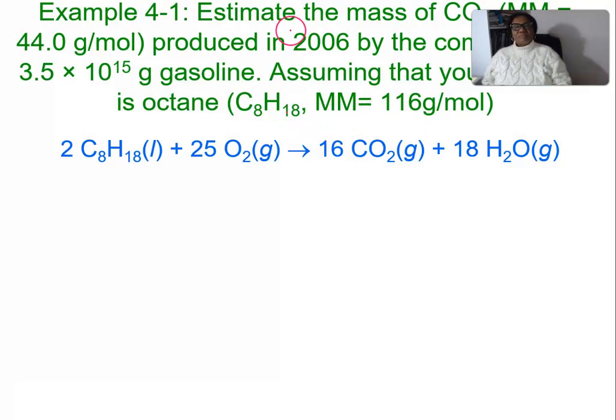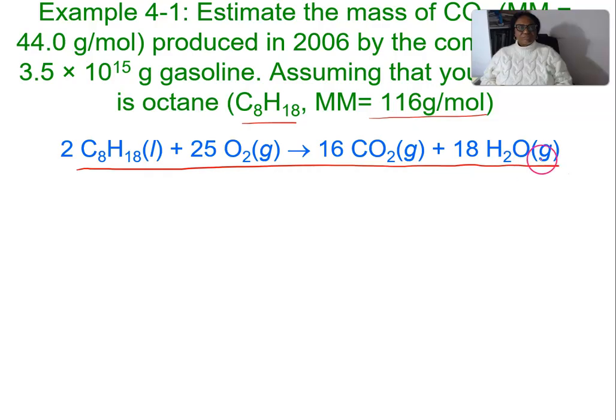So this is another example. Estimate the mass of carbon dioxide produced in 2026 by combustion of 3.5 times 10 to the 15 grams of gasoline. Assuming that your gasoline is octane, that's the molar mass of octane. This is octane. So this is the balanced equation, and our question is to estimate the mass of carbon dioxide that is produced.